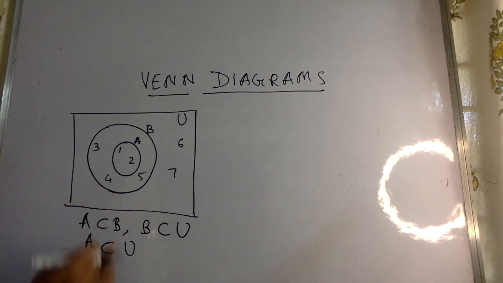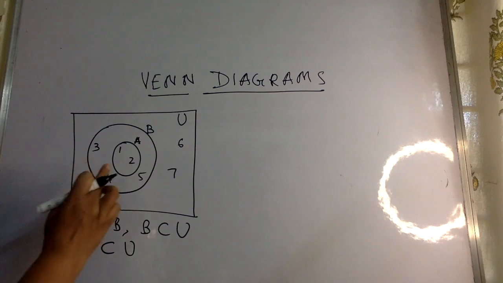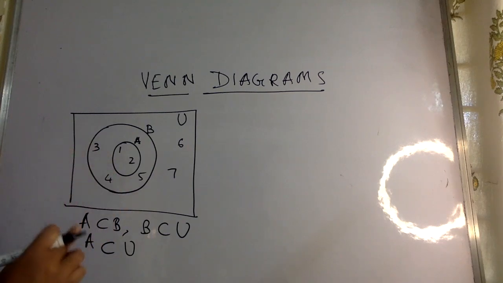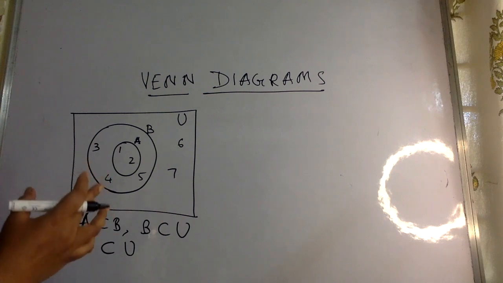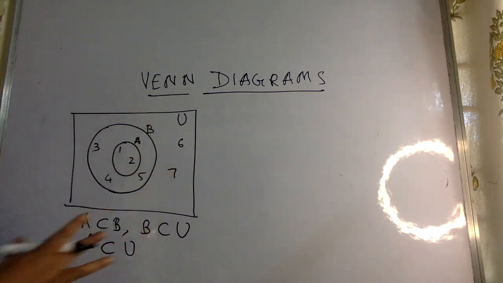What are the elements of A? 1 and 2. What are the elements of B? Elements of B are 3, 4, 5, 1, 2. Elements of the universal set are 1, 2, 3, 4, 5, 6 and 7, everything.